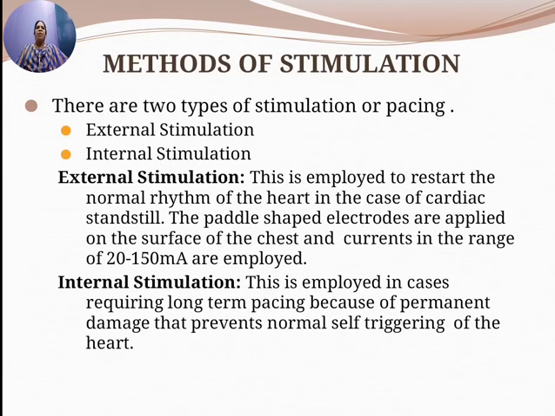Then the methods of stimulation. You need to give an external stimulus. So what is the energy requirement to excite the heart muscles? Like all muscle tissues, heart muscles can be stimulated with an electrical shock. The minimum energy that is required to excite the heart muscles is about 10 microjoules.